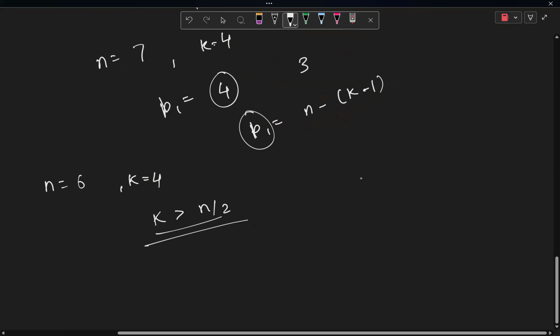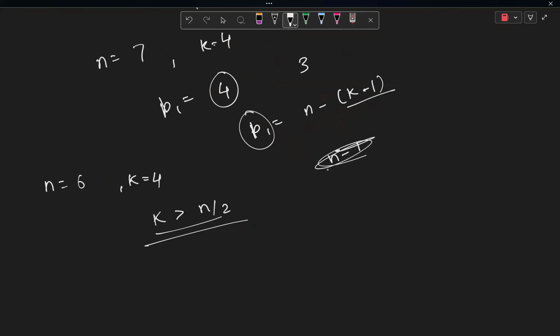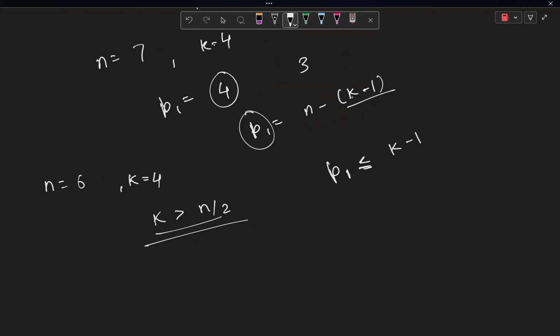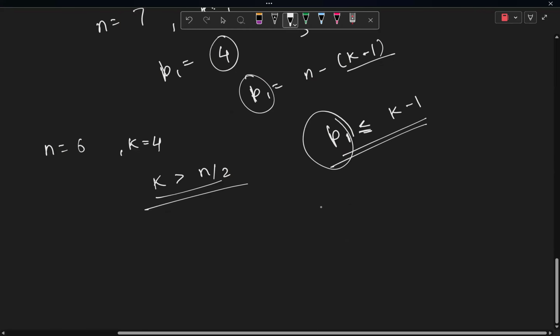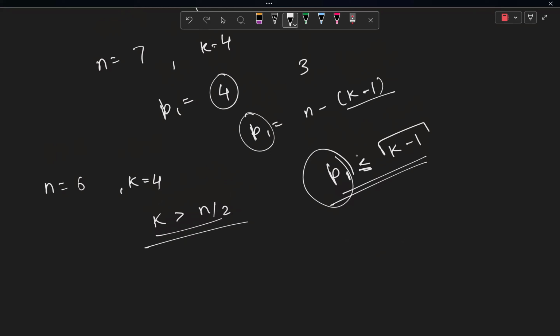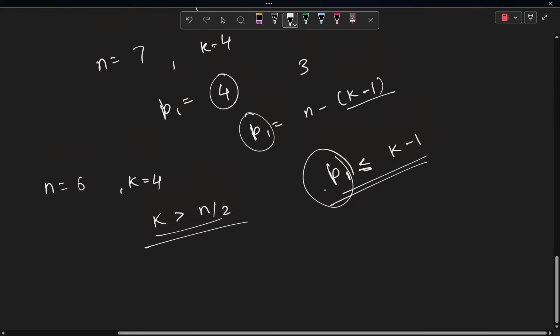P1 is equal to n minus k minus 1. If this P1 turns out to be smaller than k minus 1 or even equal to k minus 1, for some k being really huge, P1 might come up to be smaller than or equal to k minus 1. In that case, if you choose this P1 as the price 1, what will happen is Alice will buy more than one item, because the remainder, basically n minus k minus 1, is greater than or equal to P1. So Alice will buy more than one item of this cost.